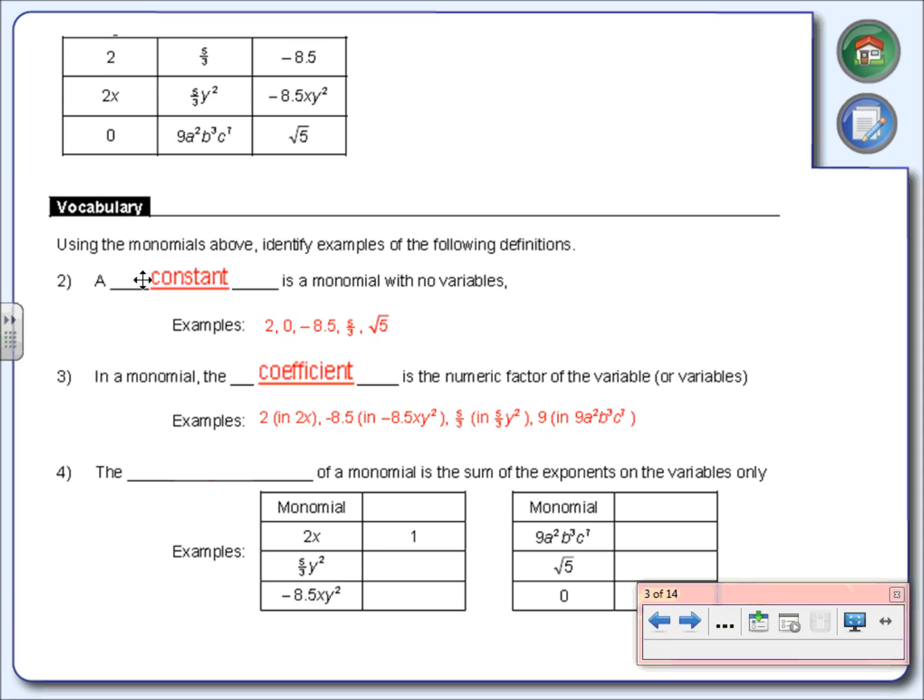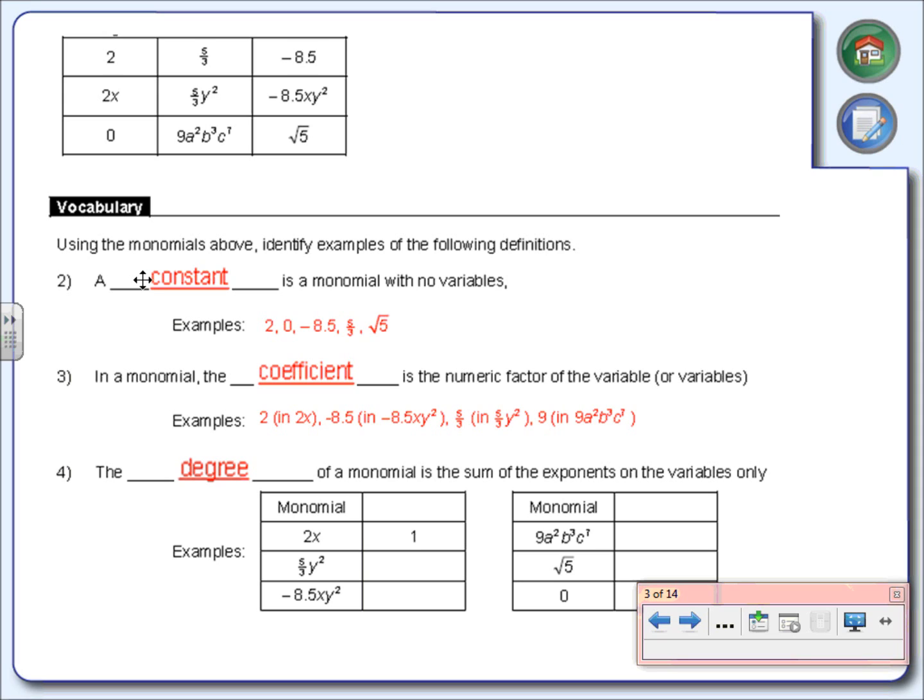The blank of a monomial is the sum of the exponents on the variables only. Anybody know what the word I'm looking for here is? Starts with the letter D. Those will be in pre-calc, probably seen this one before. The degree. Degree. The degree of a monomial is the sum of the exponents.